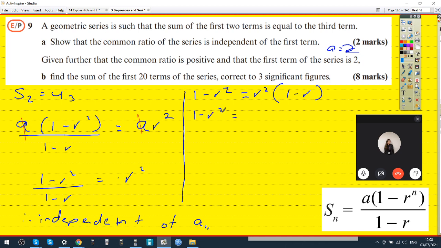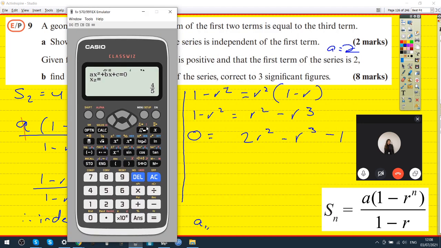R squared minus R cubed. There you go. So it's not plus, it's just not a double negative. Next, you can add R squared to both sides, so it's 2R squared minus R cubed equals 1. And then you can just minus 1 on both sides to make it 0. And then you can just put it into the calculator.